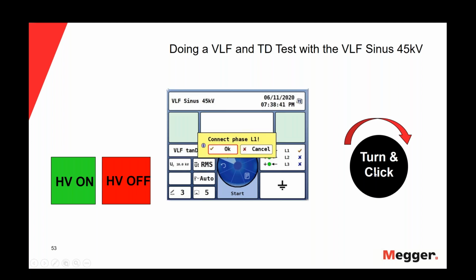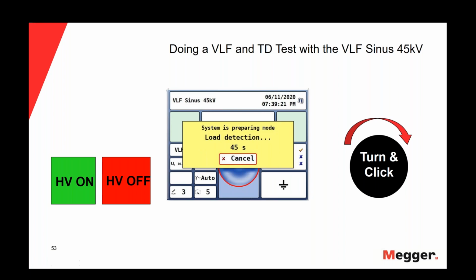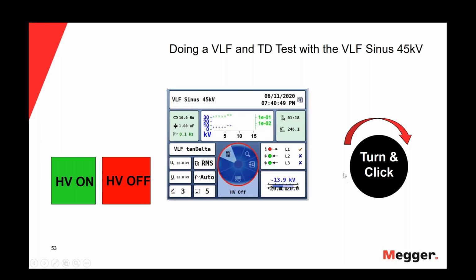I click on start, and the unit allows me to connect the phase L1. I click on OK, and the unit one more time will ask me to push the high voltage on to apply the high voltage. I click on high voltage, and the unit will start with the tan delta test.